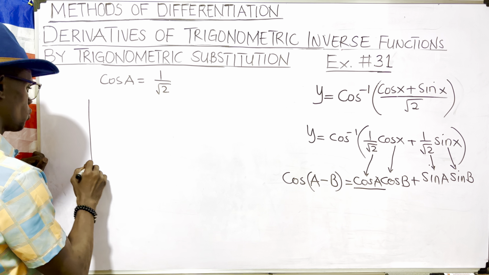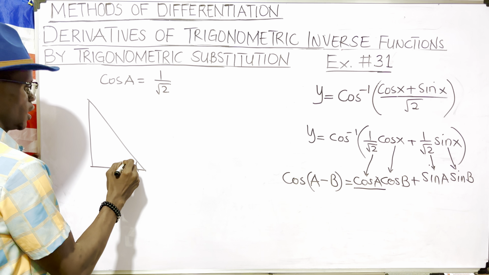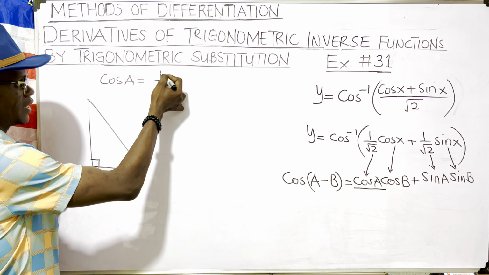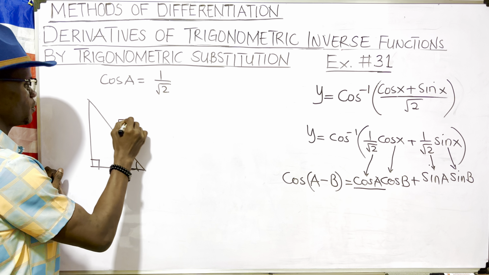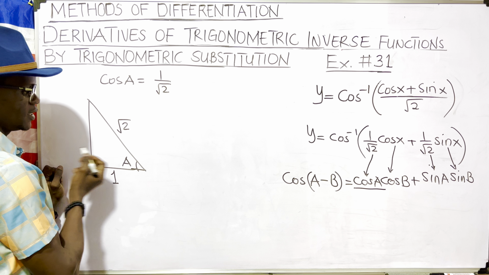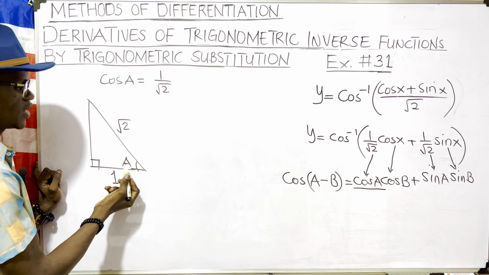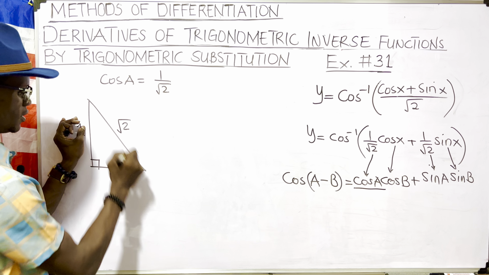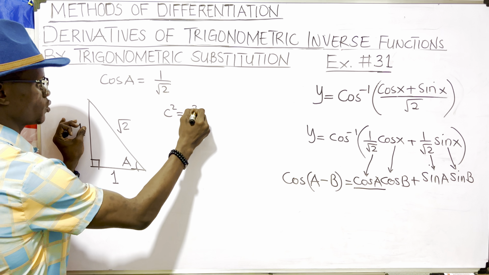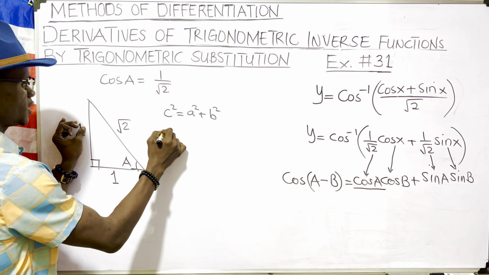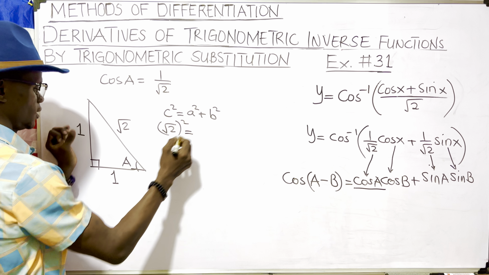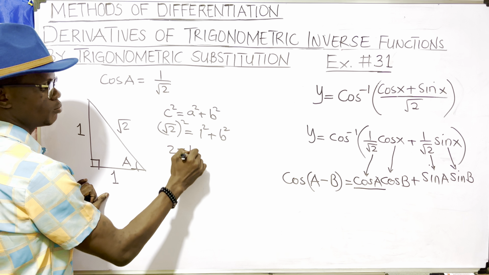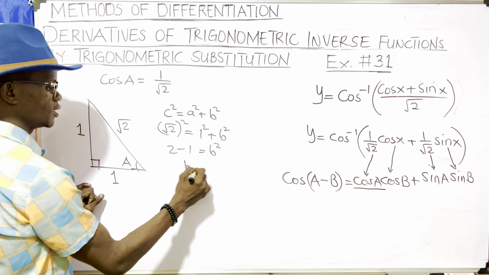So if cos of a equals 1 over the root of 2, assuming this is a, so if the adjacent side is 1 and the hypotenuse is the root of 2, this shows that this is a 45, 45, 90 degree right triangle. So it means this side is 1. If you want to do that, you can do it, because this is like saying c squared equals a squared plus b squared. This is our c, so we square it. This is our a, 1 squared plus b squared. So this is just 2 minus 1 equals b squared. So b is just equal to 1.